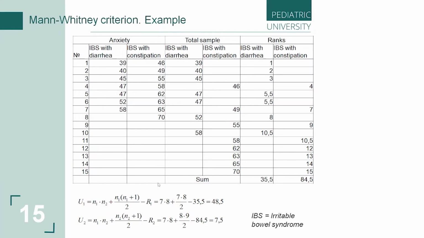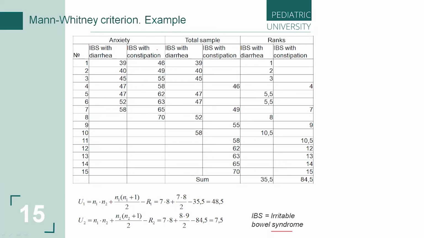Let's take this criterion as an example. The new concepts of ranking are better examined with examples. It's really more comfortable for students to see ranks in examples. So let's consider the anxiety score in people with irritable bowel syndrome, IBS. Again, we have two independent groups: irritable bowel syndrome with diarrhea and irritable bowel syndrome with constipation.